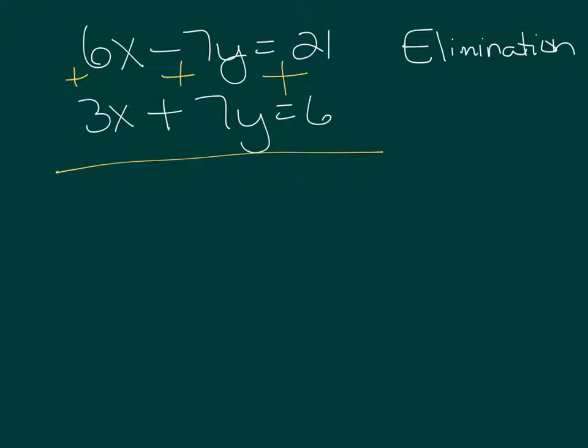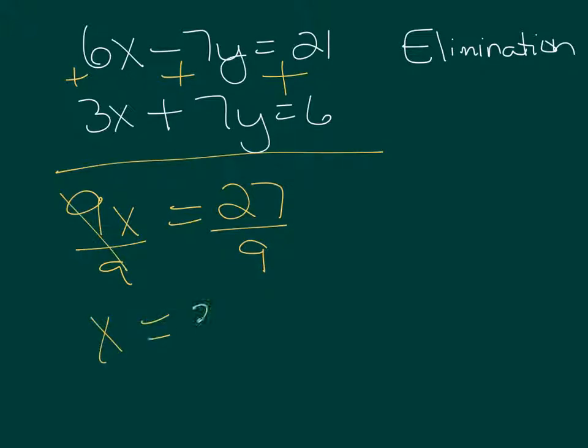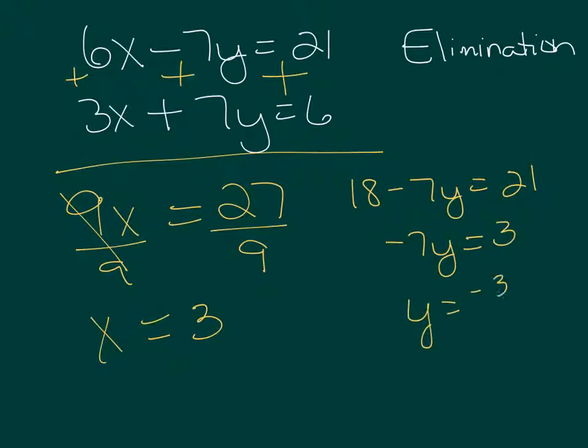And I get 6x plus 3x is 9x. Negative 7y plus 7y is gone. 21 plus 6 is 27. Divide both sides by 9. And x is 3. Plug back in and find y. I'm going to go to the top equation. 6 times 3 is 18. Minus 7y is 21. Subtract 18 from both sides and I get negative 7y is 3. So y is negative 3/7.